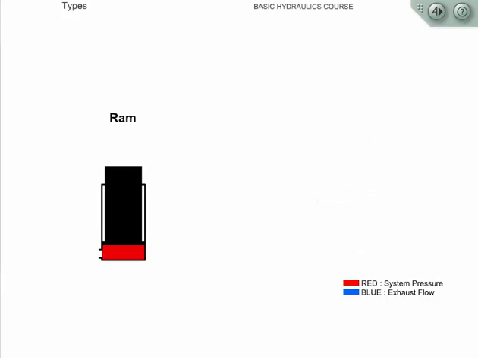A ram is perhaps the most simple of the actuators. It has only one fluid chamber and exerts force in only one direction. It is used in applications where stability is needed on heavy loads.